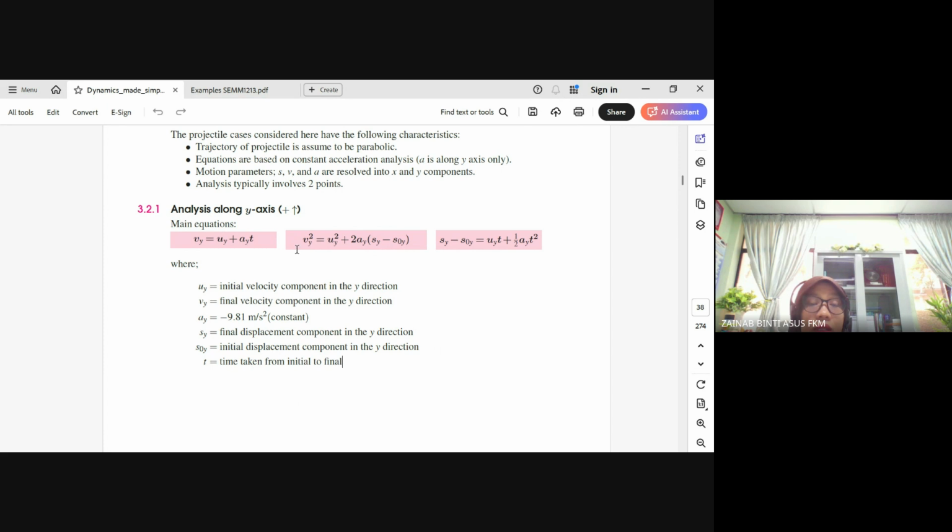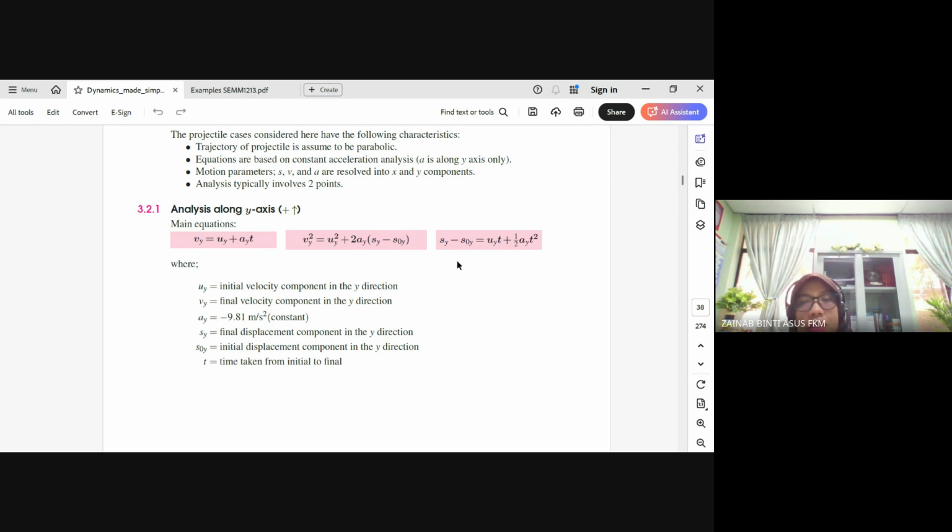It is Vy squared equals Uy squared plus 2 Ay times the difference of the heights, Sy minus Soy. That is the second equation. This one doesn't have the term t. So if your question doesn't have any term in t, you can use the second equation. And then the third equation is this one.